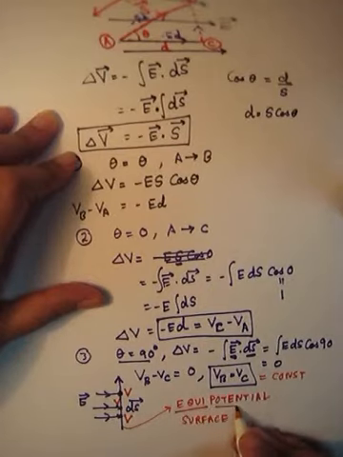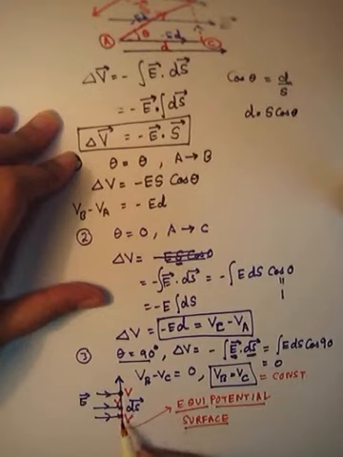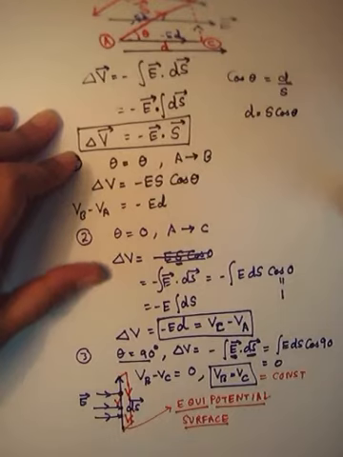Equi for equal potential surface, a surface on which the potential is constant. So we can draw a surface perpendicular to the electric field.